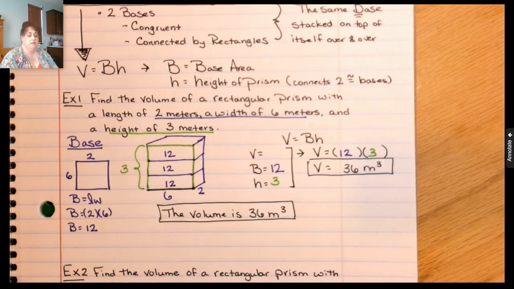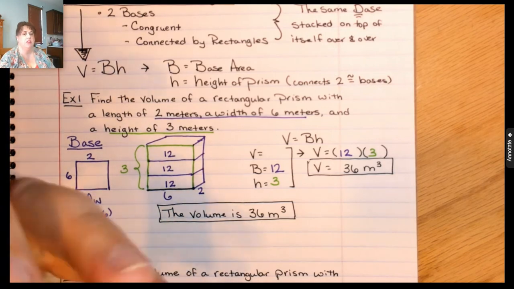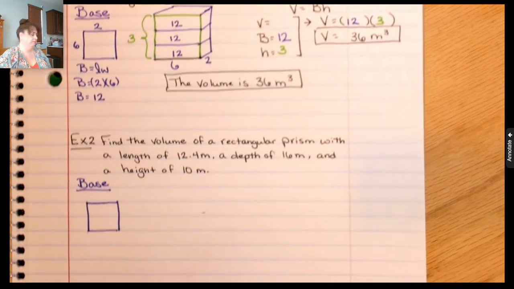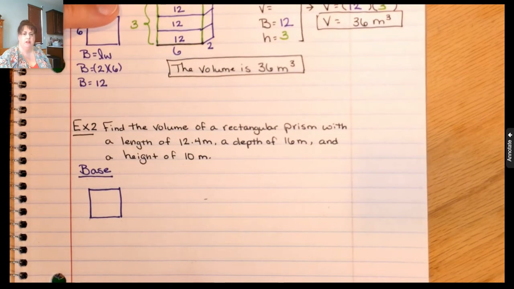So volume for rectangular prisms in particular is very, very straightforward. You just have to pick out what you want to be your base, and then you find your base area, and then you multiply it by its height. So here's another one for us to try. I want you to go ahead and try it on your own and then come back.